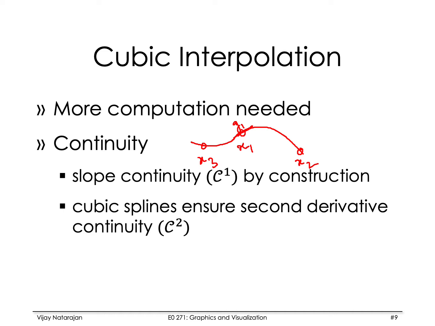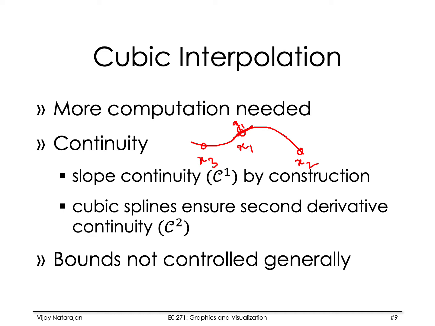There is a special kind of interpolant called the cubic splines. You may look it up if you are interested, or take a class on computer-aided geometric design. The cubic splines ensure that the second derivative is also continuous, as in C2. They belong to the class C2.